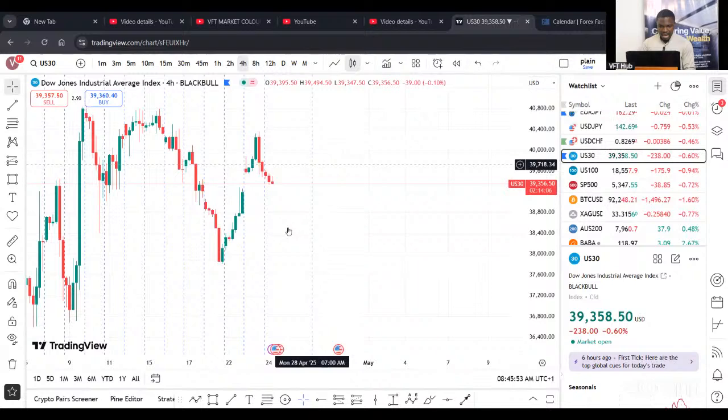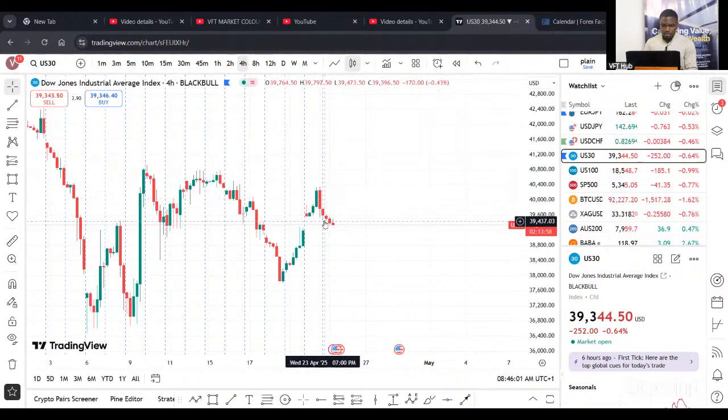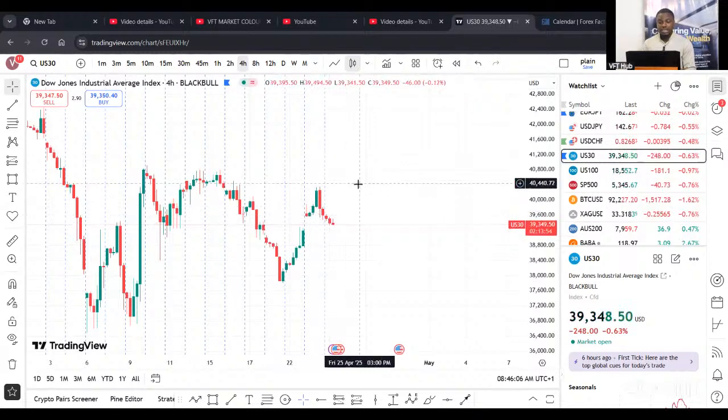If you look at the market on Tuesday, it was Tuesday, then we saw a jump to the upside. Yesterday we saw a bit of a sell-off, but now we should see the market again rallying to the upside.